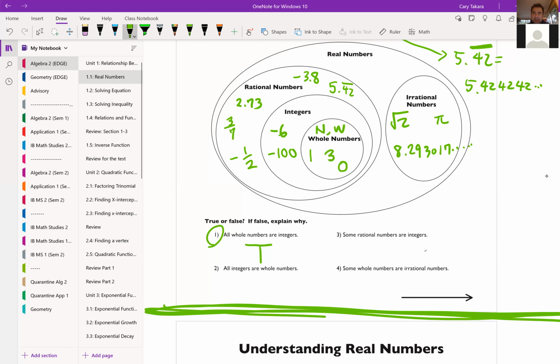Some rational numbers are also integers. Is that true? What do you guys think? Some rationals are also integers.